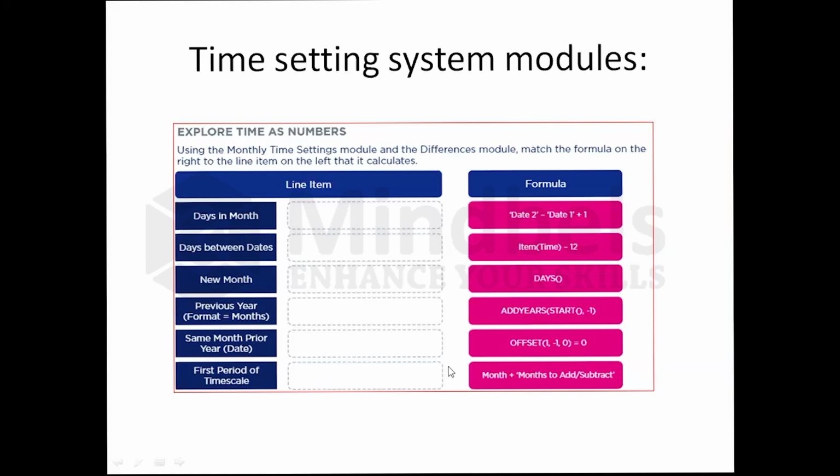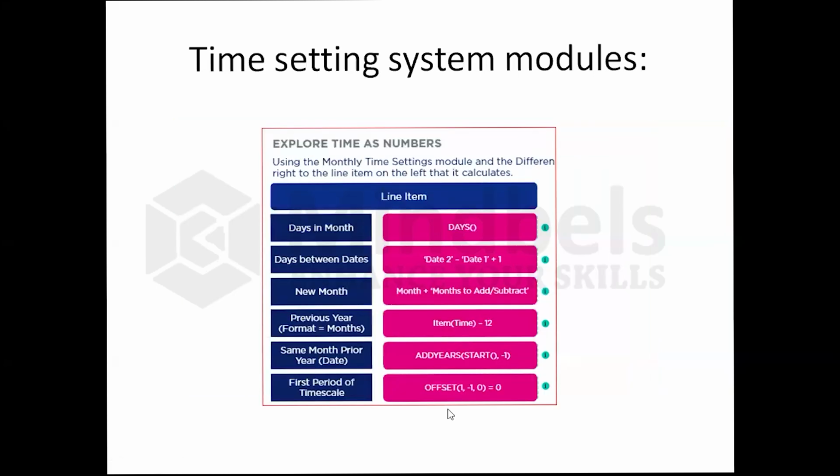First period of time scale is the only offset one left. Let's see what they're saying. Looks like we are taking correct only, right? The first, second one is correct. The last is also correct. New month also is correct, I think. Previous year we had taken, yes, it is correct. Everything is correct.